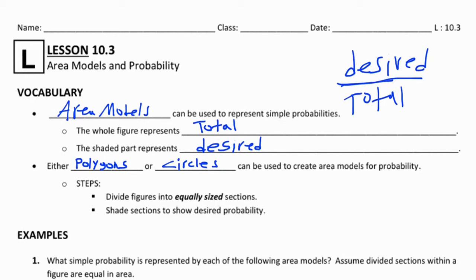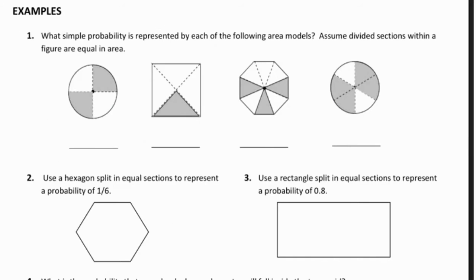So steps: divide figures into equally sized sections and then shade sections to show the desired possibility. So that's what we're going to do in the first example. Let's go and look at this. Example number 1 says, what simple probability is represented by each of the following area models? Assume divided sections within a figure are equal in area.